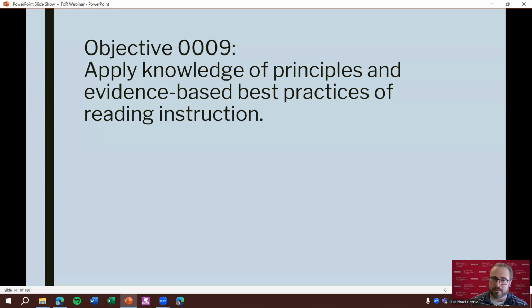And similarly with Objective 9, right? All these best practices of reading instruction. I mean, that could be its own entire 4-hour webinar. Best practices on reading instruction. So I have to choose carefully what I think the test might cover, and just know that there's only going to be a handful of questions in Objective 9, probably less than 10.